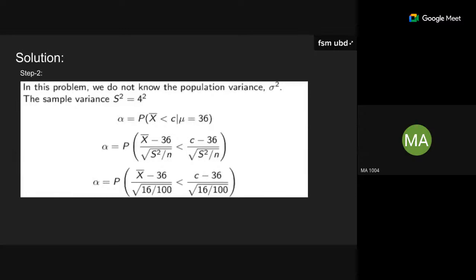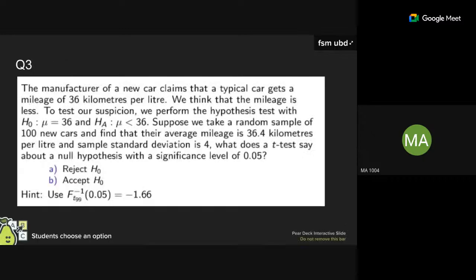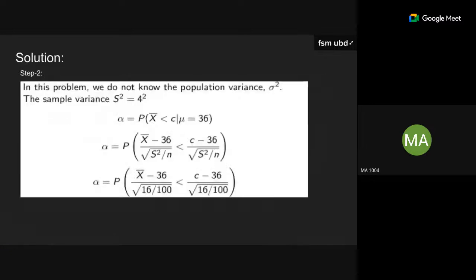In order to compute my critical value, we do not know the population variance. So sigma square is unknown, but we know the sample variance, which is given as 4 square. So the sample standard deviation is given to us, which is equal to 4. The sample variance I can compute, it is 4 square. So I will follow the same approach.